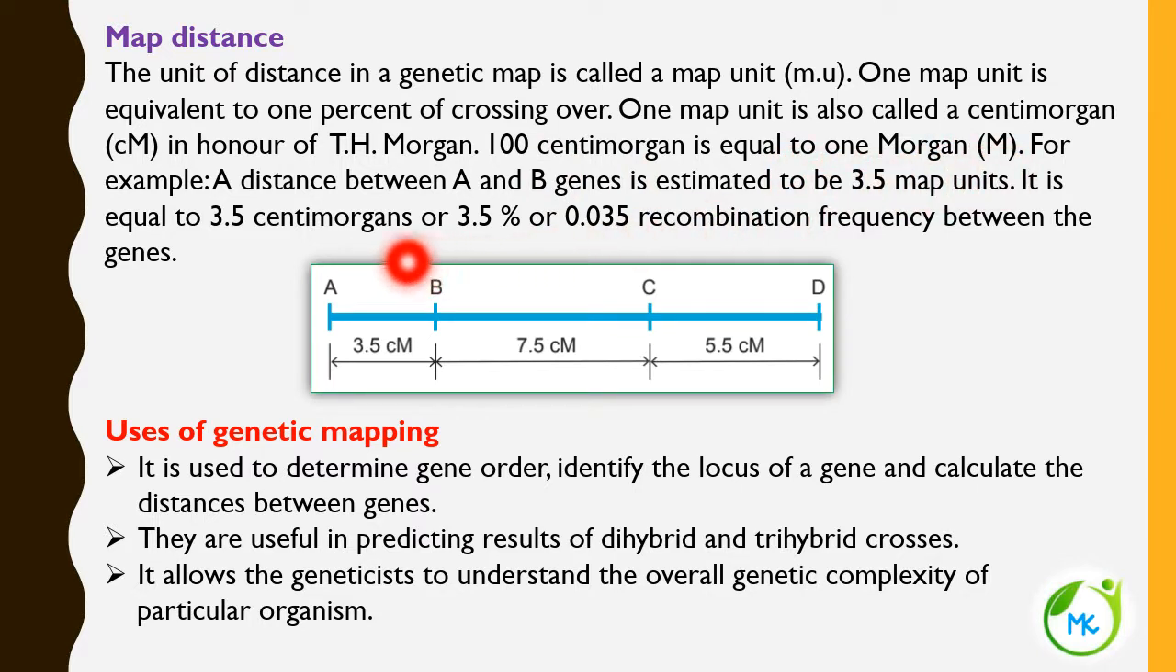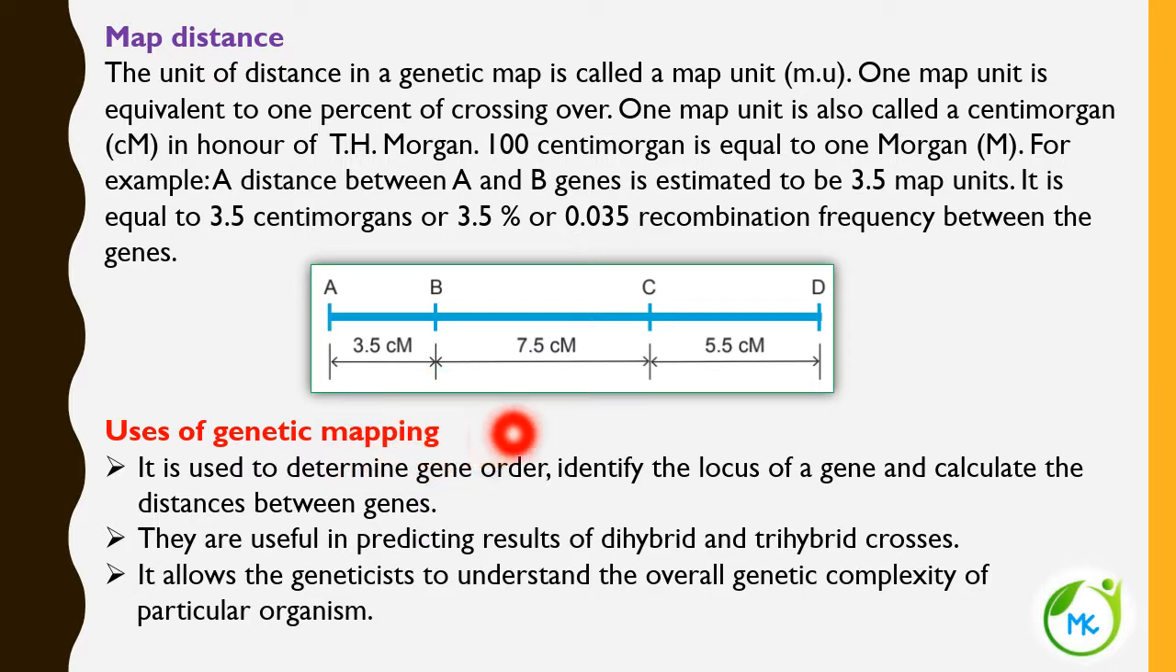For example, if the distance between A and B genes is estimated as 3.5 map units, how can you tell 3.5 map units? One map unit is equal to 1 centimorgan. So 3.5 map units is equal to 3.5 centimorgan. Or when we write in terms of recombination frequency, we can call it 3.5%, which can be represented as 0.035. So this is the recombination frequency between these two genes.